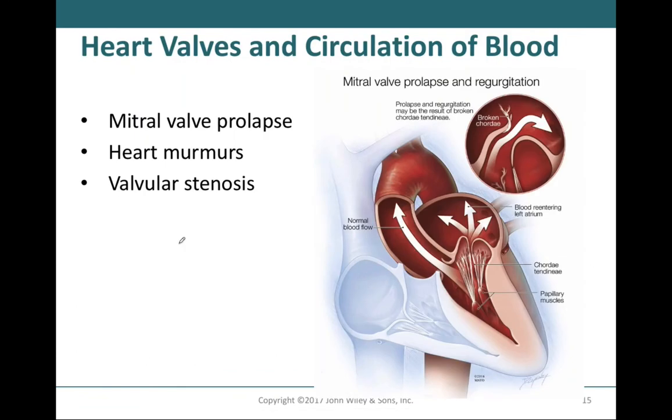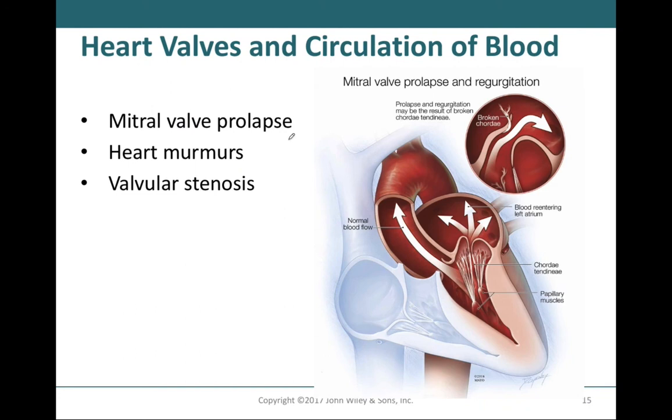Now, unfortunately, as always, there can be some things that go wrong. So this slide focuses on valvular disorders that we're going to often see with the heart. The first of which is the mitral valve prolapse, or the MVP. Now, all of our valves can prolapse. However, this is the most common one that we see.